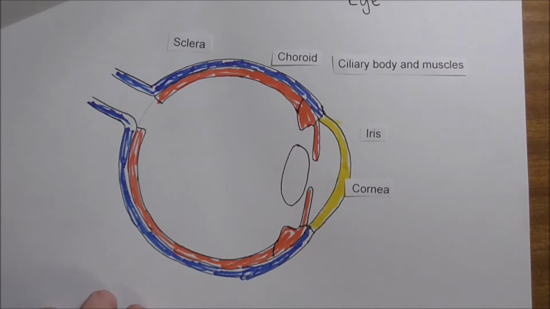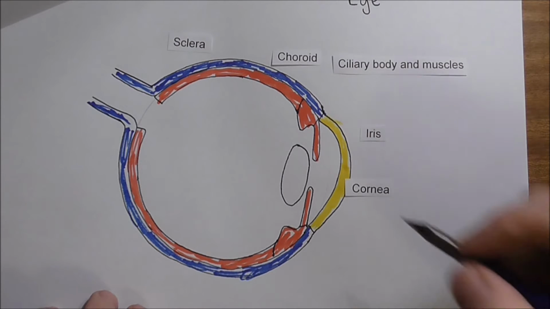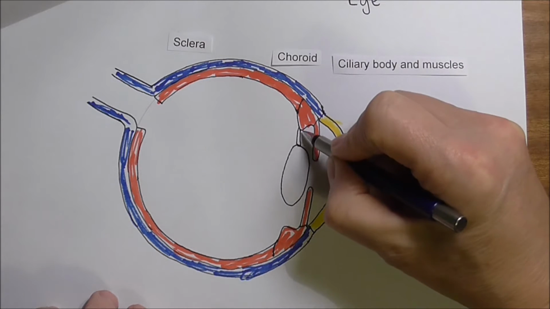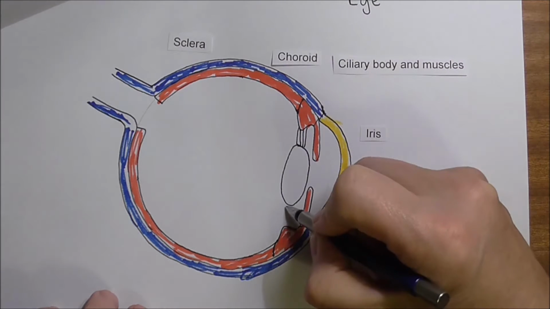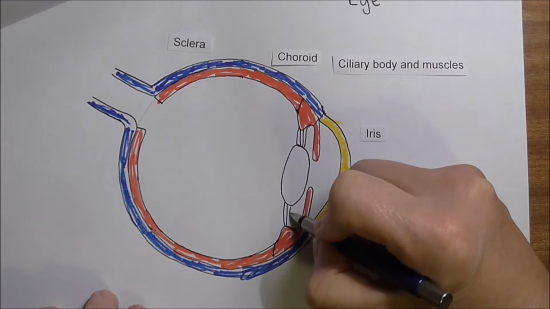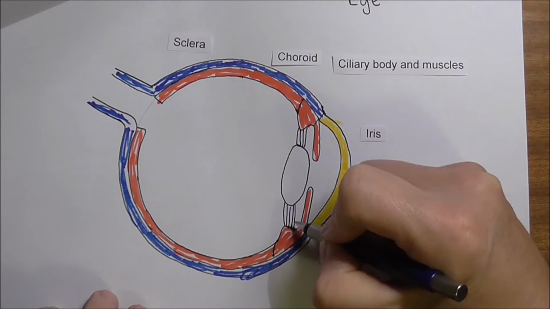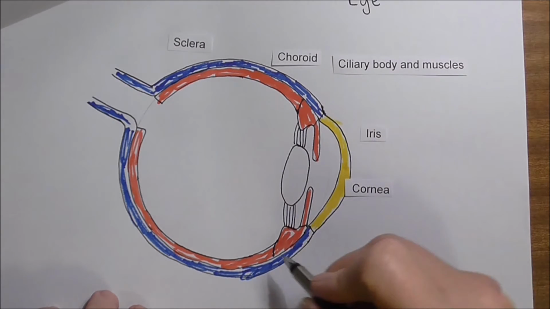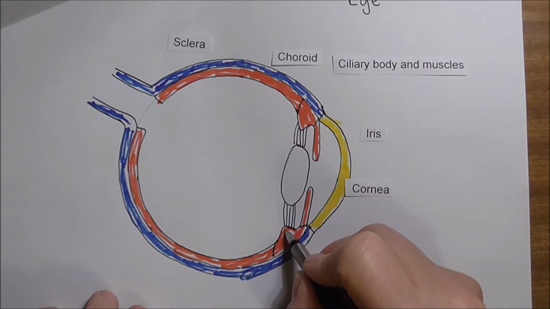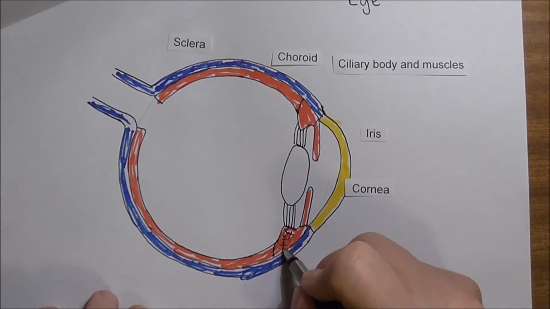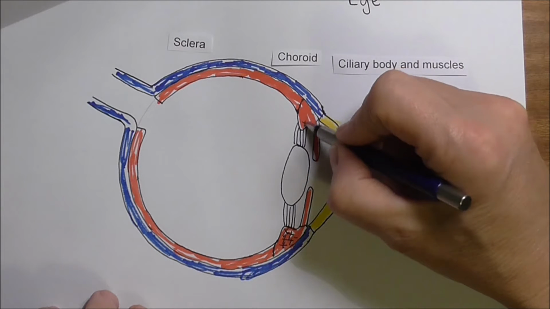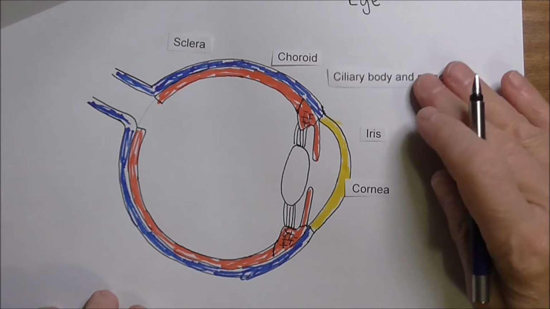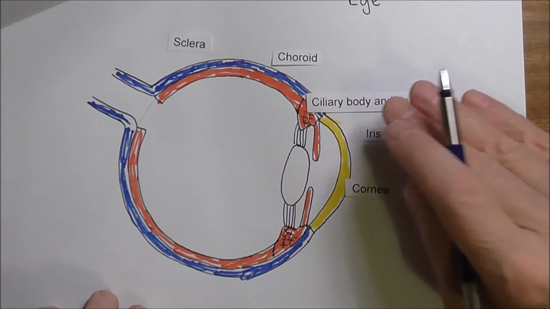Now the lens is supported by suspensory ligaments here. And these suspensory ligaments are attached to the lens and to the ciliary body, because remember we said in here there are muscles. The ciliary muscles are in the ciliary body. That contains the ciliary body and muscles.